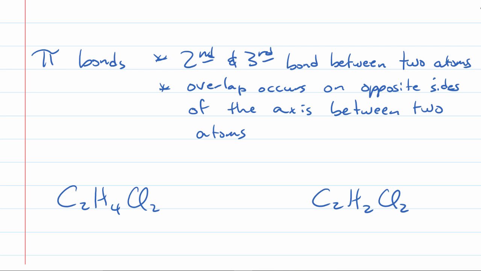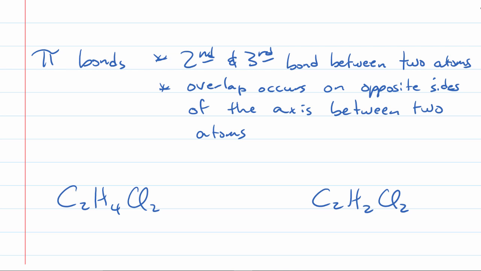So now to look at these, I'm going to show the first one here. This is the C2H4Cl2. This has only one bond between these 2 atoms. With only one bond between these 2 atoms, the bond between them is what we call a sigma bond. It kind of sounds like single. So a sigma bond is present in a single bond.